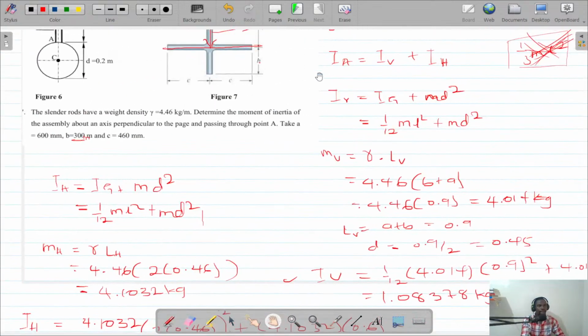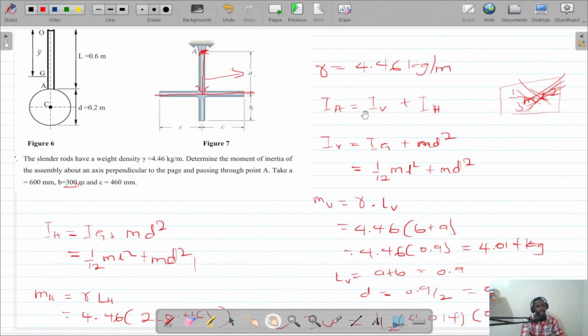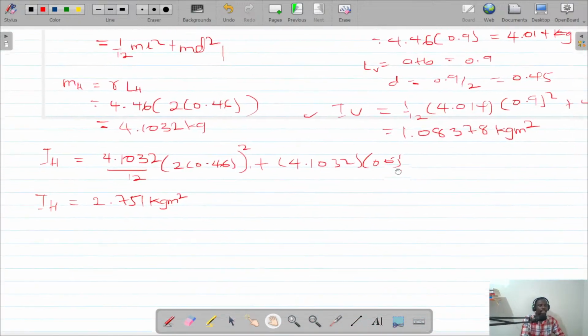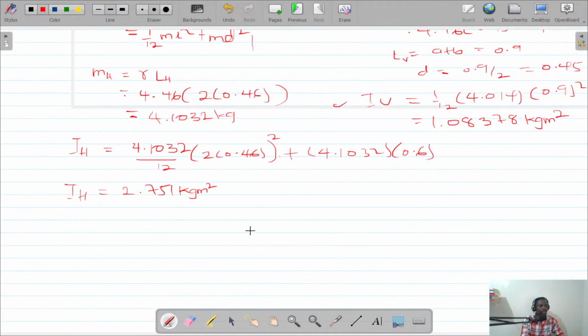So we stated earlier that our total moment of inertia about E is what? IV plus IH. And IV is this, IH is this. So our I will be equal to 2.751 plus 1.08378. And that will give us.